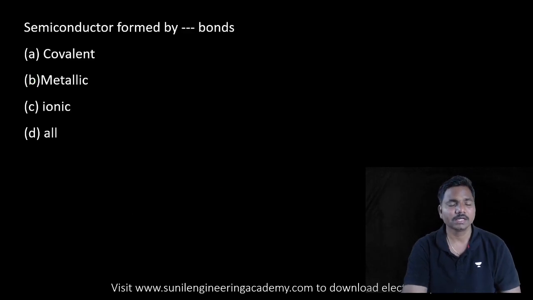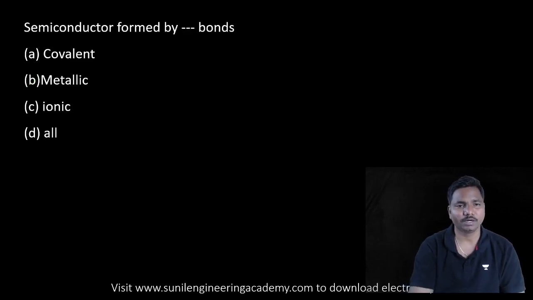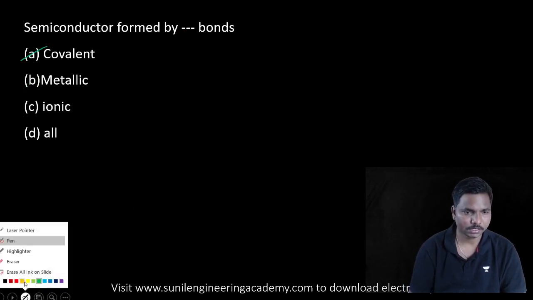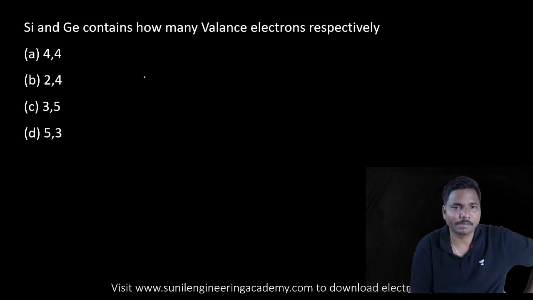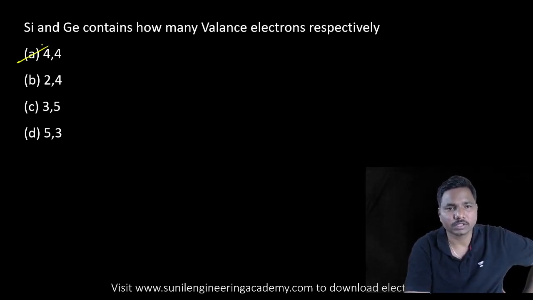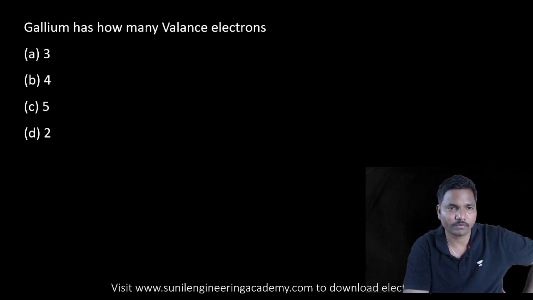Coming to the next one: semiconductors are formed by dash bonds. Semiconductors are formed by very strong bonds, that is, covalent bonds. So the answer is option A. Coming to the next one: silicon and germanium contain how many valence electrons? I have already given that silicon has 4 and germanium has 4.